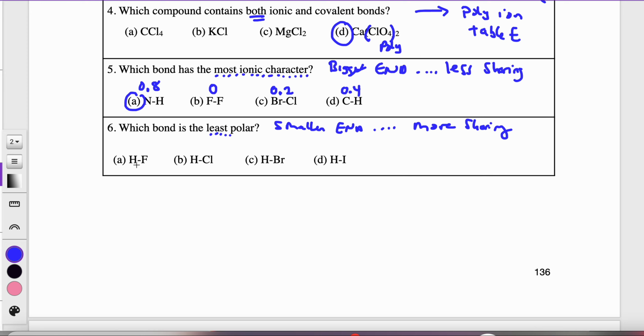So when you look up hydrogen and fluorine and calculate their difference, it's 1.8. Between hydrogen and chlorine, the difference is 1.0. Between hydrogen and bromine, 0.8. And between hydrogen and iodine, it is 0.5. So the one that is the least polar, most sharing, has the smallest electronegativity difference.